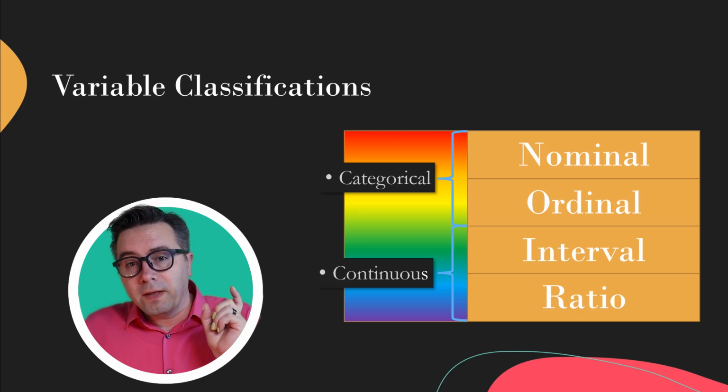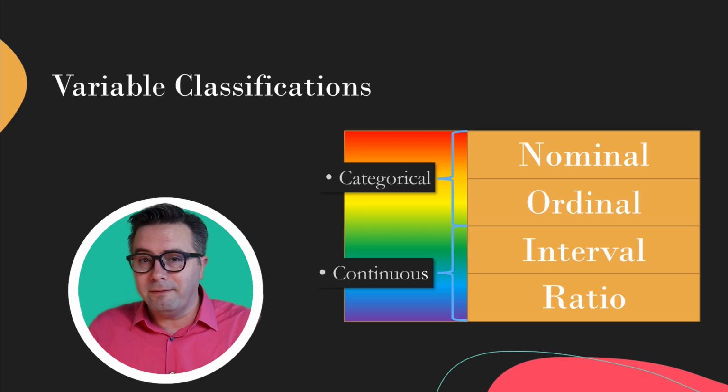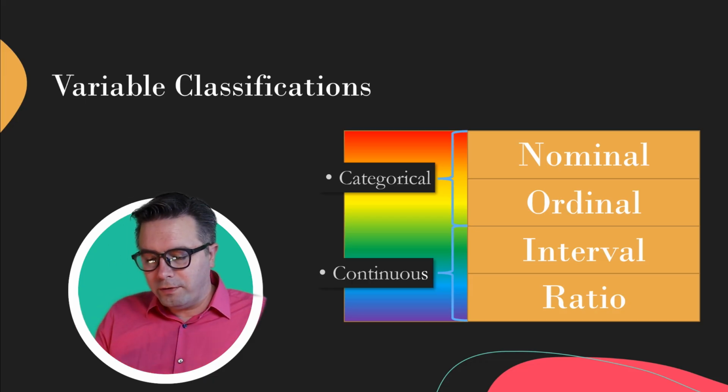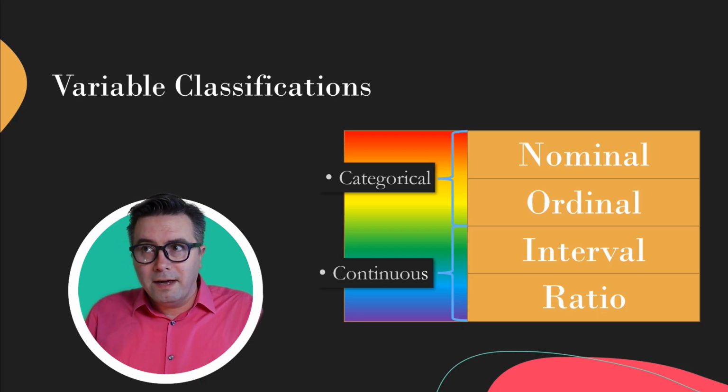So nominal, this sounds like name. That's how you can think of it, right? Think about colors. So we have red, orange, yellow, green. They're just colors. Or think about names of soda.